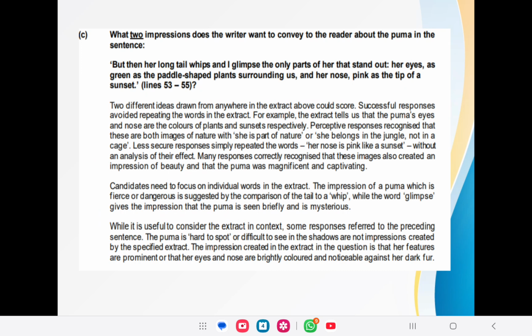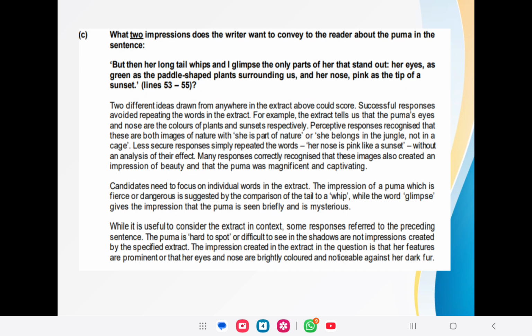That tells us that if you take words from the extract and write them, like if you are writing that her nose was as pink as the tip of a sunset, you won't get marks. This is not the way to get marks. So for example, you don't have to repeat words or take words from that.